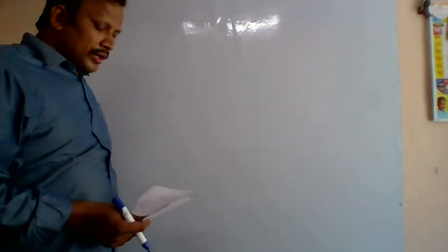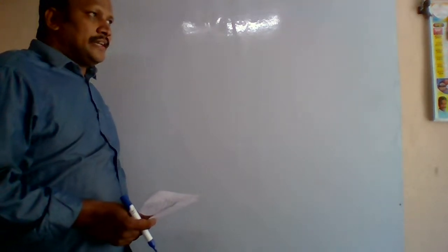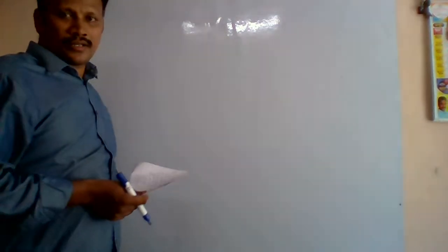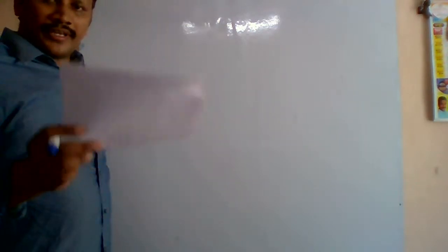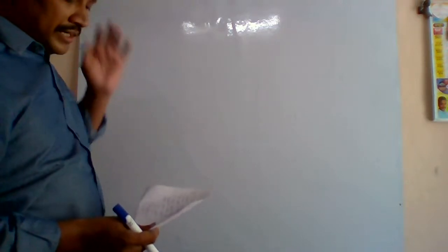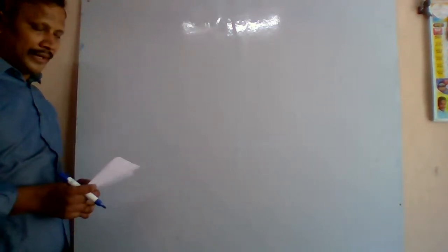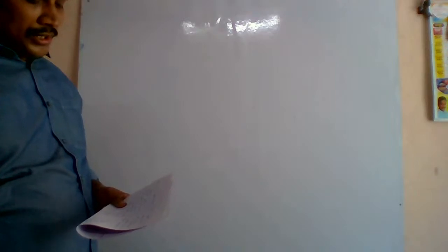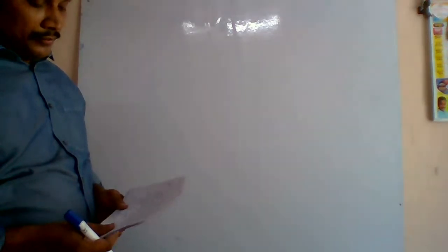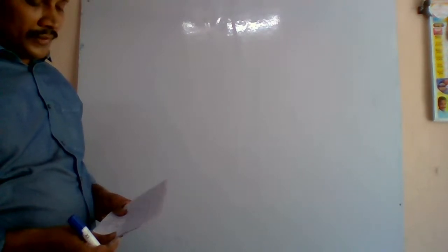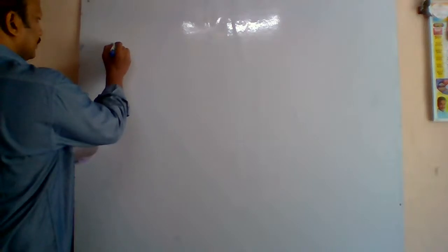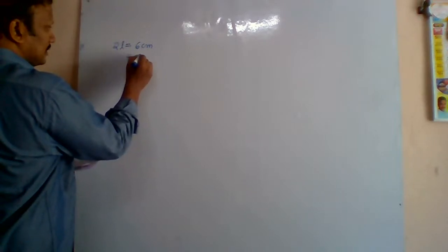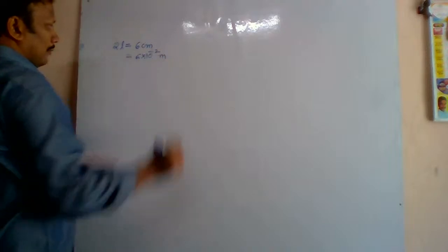A 6 centimeter short bar magnet. The length of that short bar magnet is 6 centimeters. Suppose if it is more than 10, that is a long bar magnet, and less than 10 is a short bar magnet. A 6 centimeter short bar magnet having magnetic moment. Length given here, 2L is equal to 6 centimeters. So convert into meters, 6 into 10 power minus 2 meters.